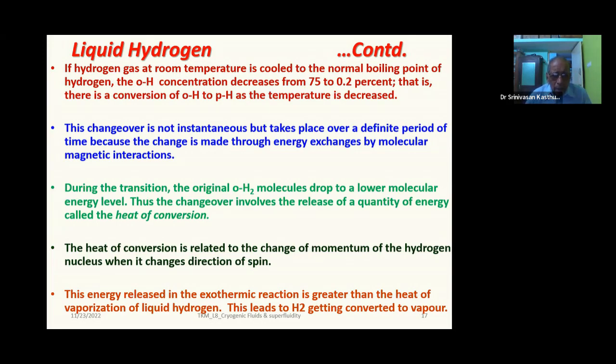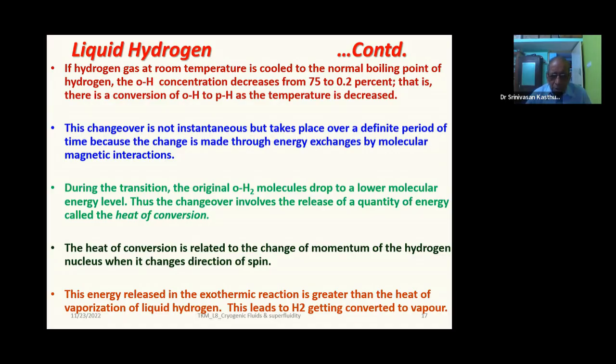If hydrogen gas is cooled to the normal boiling point, the orthohydrogen concentration decreases from 75 to 0.2. This is a conversion. That is, there is a conversion of orthohydrogen to parahydrogen as the temperature decreases. This changeover is not instantaneous, but takes place over a time period. And the change is made by an energy exchange by molecular magnetic interactions. During the transition, the original orthohydrogen molecule drops to a lower molecular energy level. Thus the changeover involves release of a large quantity of energy, which is called the heat of conversion.